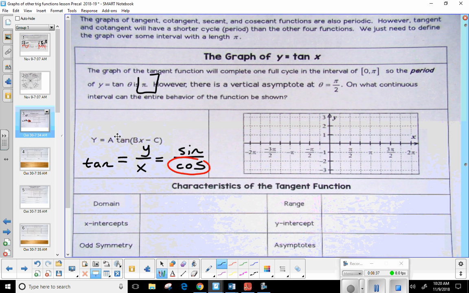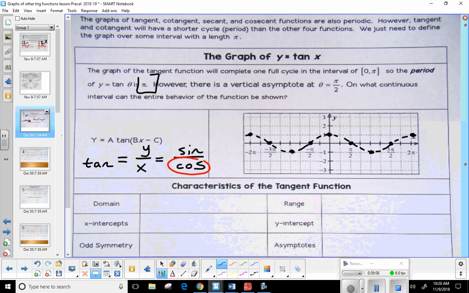Cosine, sorry. Cosine begins at 1. It has a maximum. Then what's the pattern on the critical values? We have a 0, then a minimum, 0, maximum, and then we'll go in the other direction as well. So we have a 0, minimum, 0, maximum. Okay, so here's cosine right here.